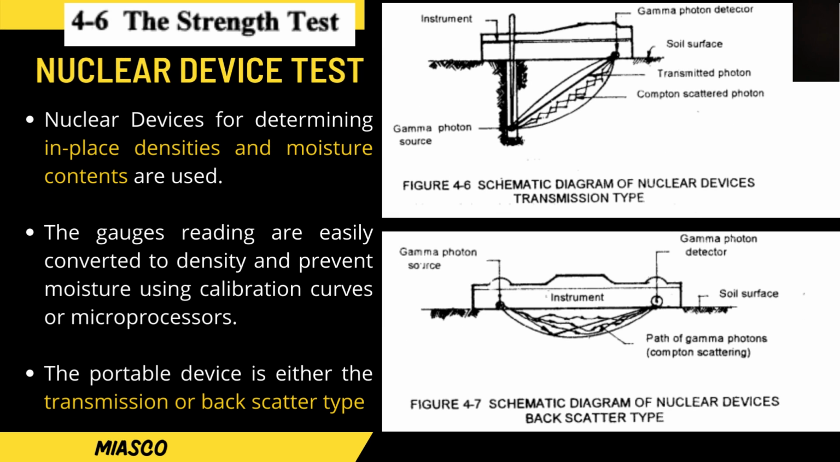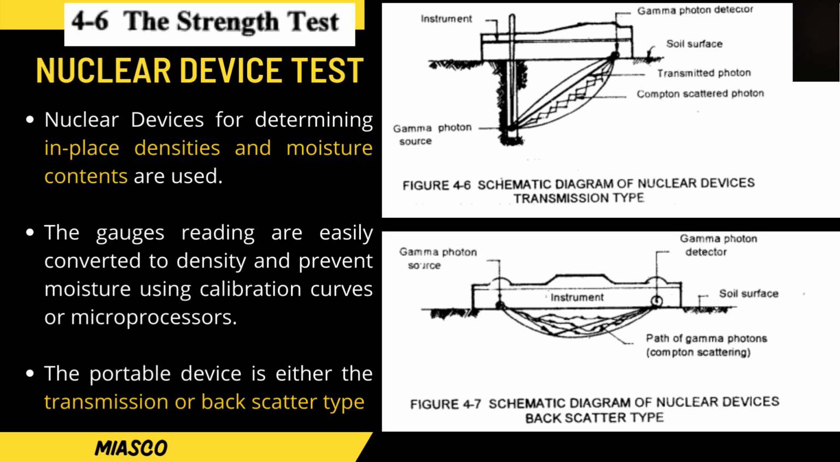Nuclear device test. Nuclear devices for determining in-place densities and moisture contents are used. These gauge readings are easily converted to density and percent moisture using calibration curves or microprocessors. The portable device is either the transmission or the backscatter type. As you can see in figure 4-6, it shows the schematic diagram of a nuclear device, transmission type.